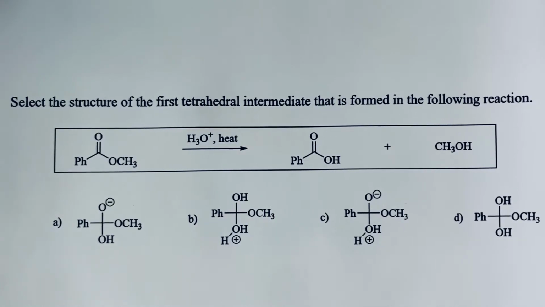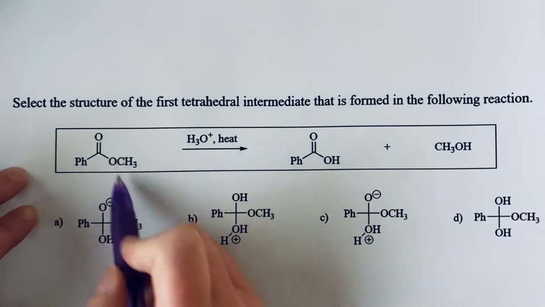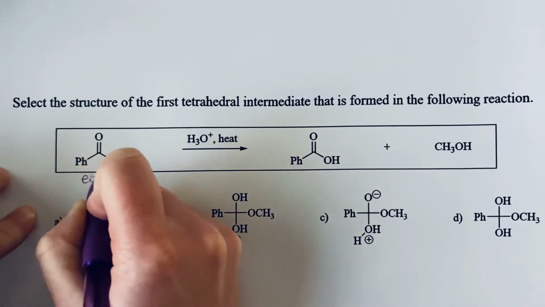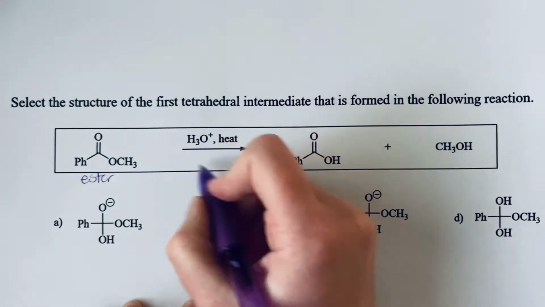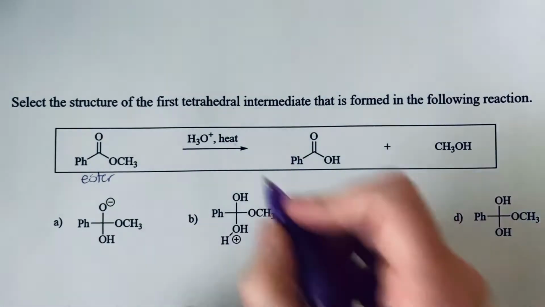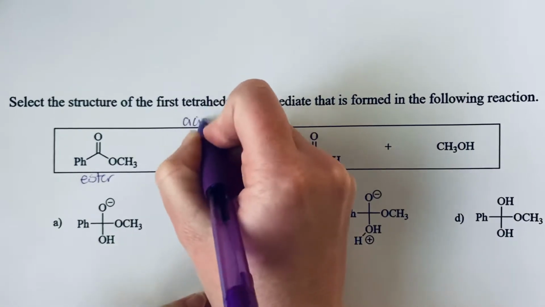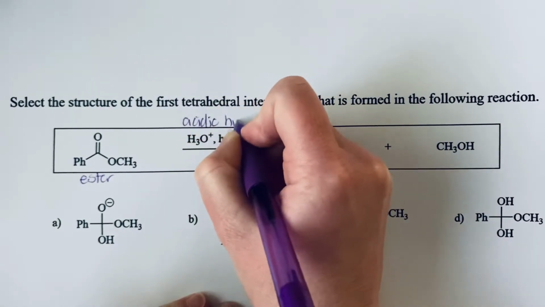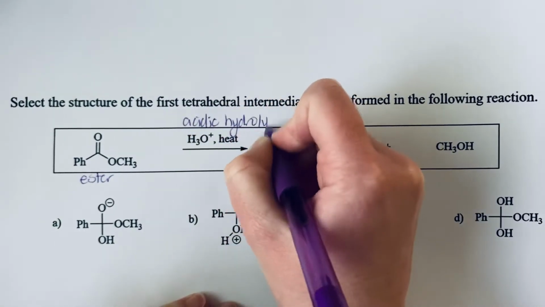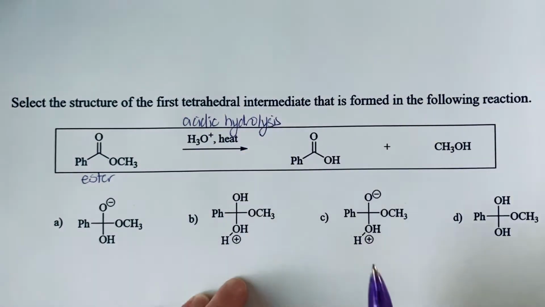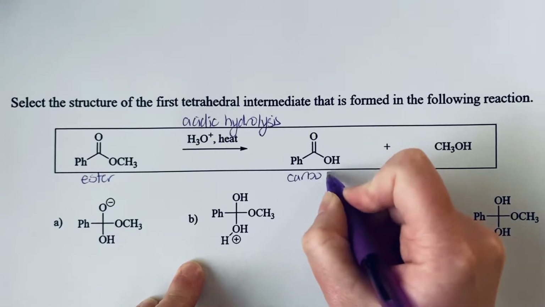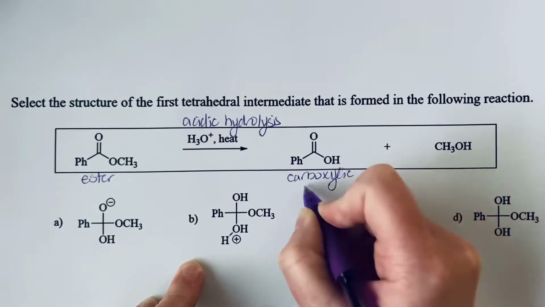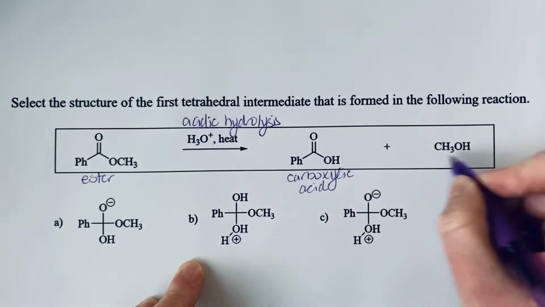Select the structure of the first tetrahedral intermediate that is formed in the following reaction. So we can see that we are starting with an ester, and we are reacting this with aqueous acid and heat. So these are acidic hydrolysis conditions. And we are forming a carboxylic acid and an alcohol.